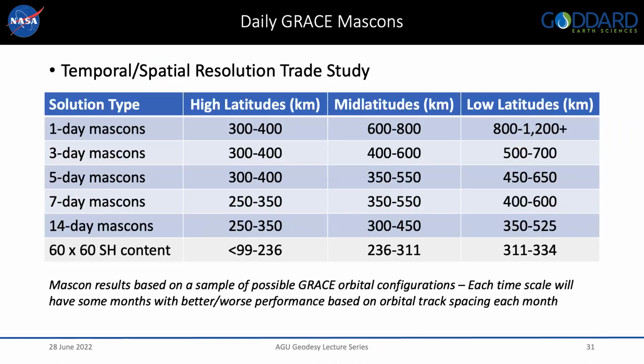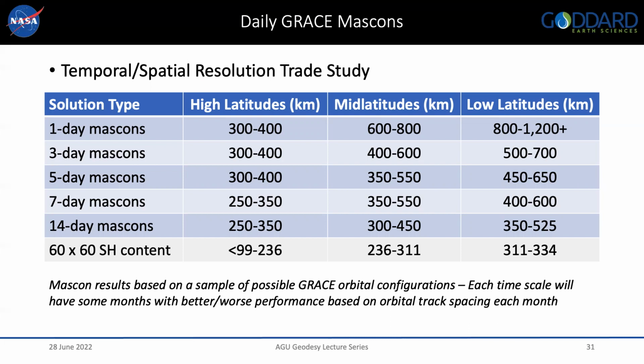If we take those two different investigations together, we can then compile the first comprehensive look at spatial versus temporal resolution recovered with real GRACE observations. This was in our paper, and we highlight the spatial resolution for anything from a one-day solution down to what's listed here as a 60 by 60 spherical harmonic solution. That essentially means a monthly solution. And we can talk about the spatial resolution at high latitudes, mid latitudes, and low latitudes.